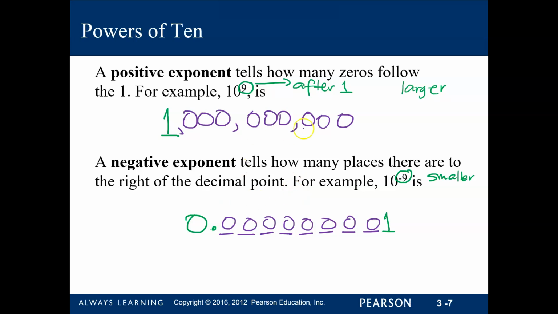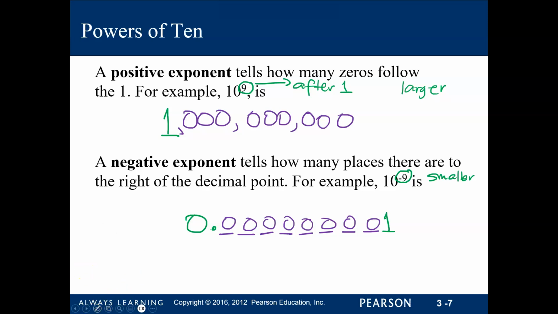Please bear in mind that when you have a positive exponent, it's going to be a bigger number, with zeros to the right of the digit 1. If you have negative exponents, you will have decimal places, and that is the number of decimal places after the decimal point.